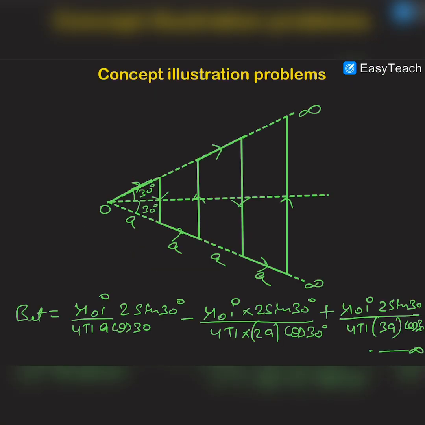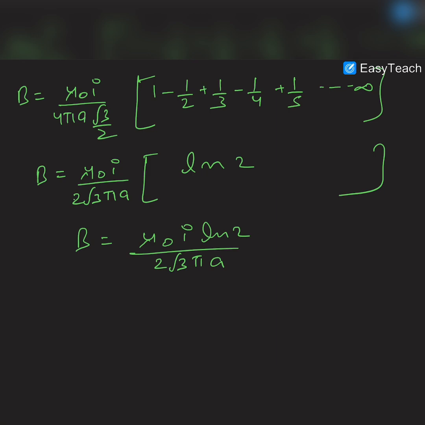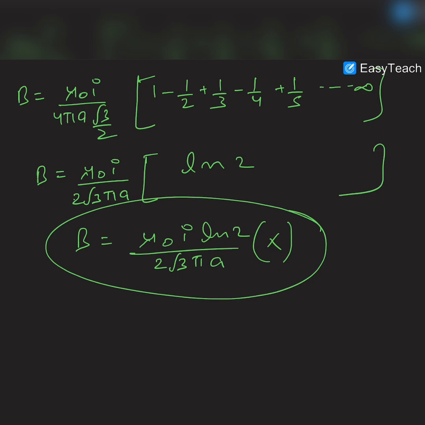And the direction will be, obviously the biggest magnetic field is due to wire 1. So the direction will be inside the plane of the paper, cross. So this is the net magnetic field. Now let's move on to the next question.